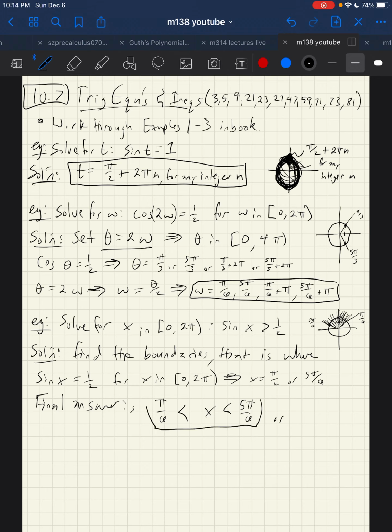This is a perfectly fine answer, or we could write it just like this, pi over 6, 5 pi over 6 in interval notation. Open interval because we need strict inequality.